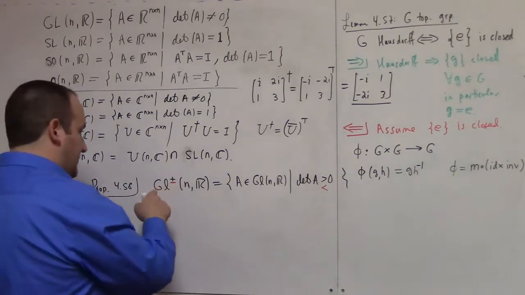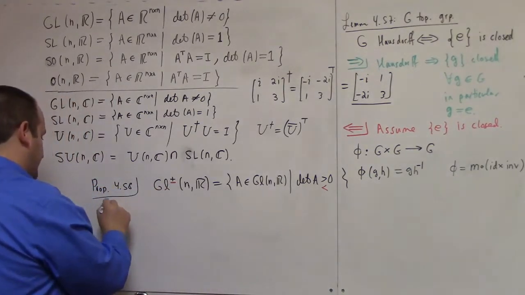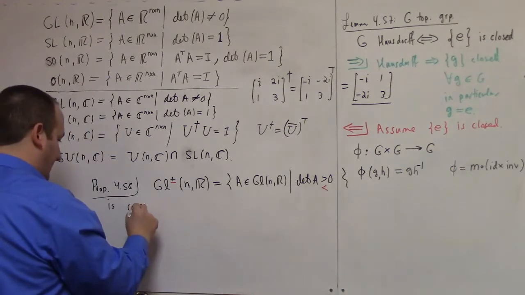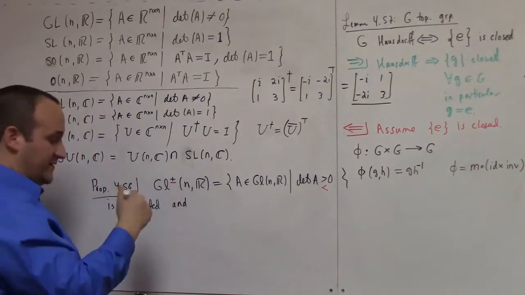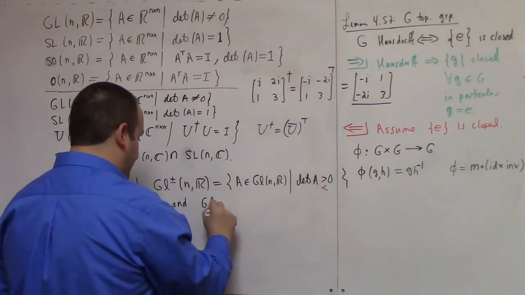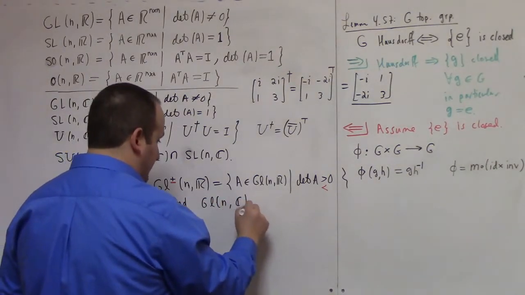So this GL plus or minus is connected, and separately, either the plus or the minus, obviously. GLN C is connected.